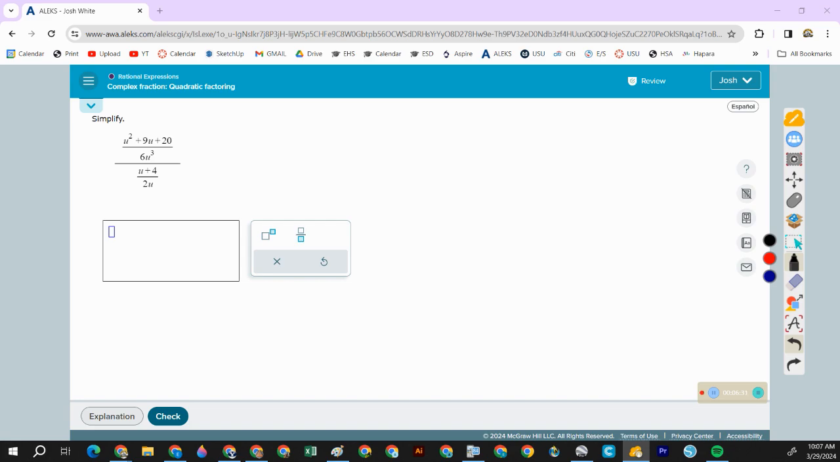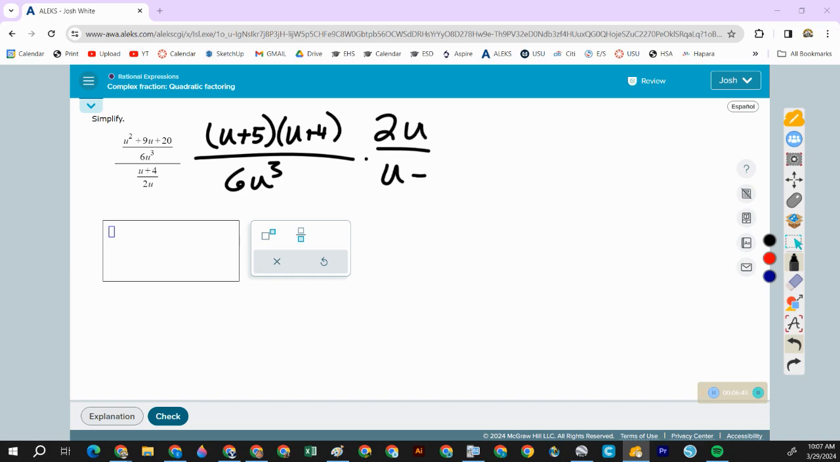All right. This numerator is u plus 5 and u plus 4 over 6u to the third. And then we times that by 2u over u plus 4. So 2 goes into 6 3 times. This u gets rid of 2 of those. U plus 4's cancel. The top is u plus 5, and the bottom is 3u squared. Kind of getting the hang of this?